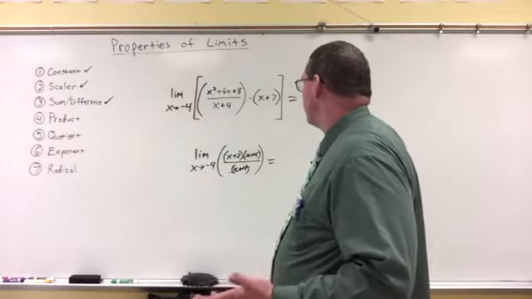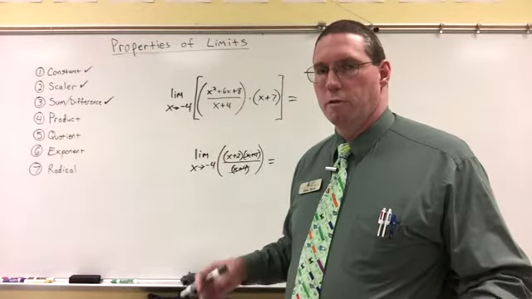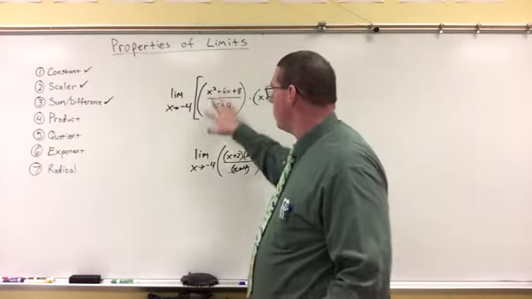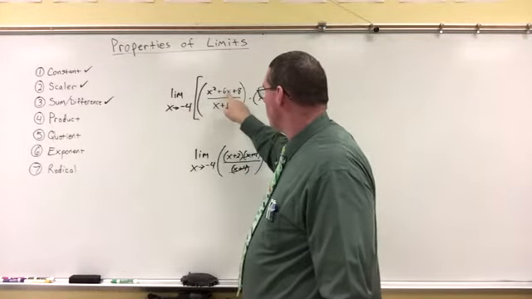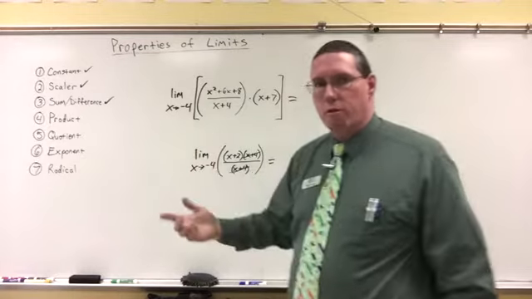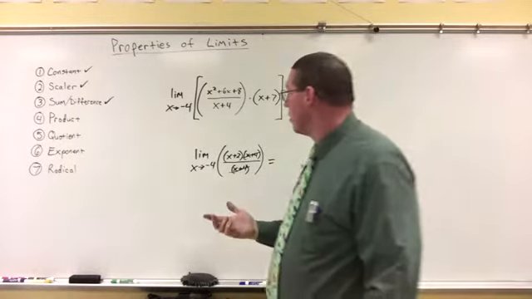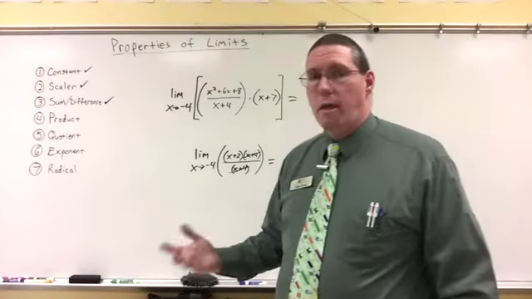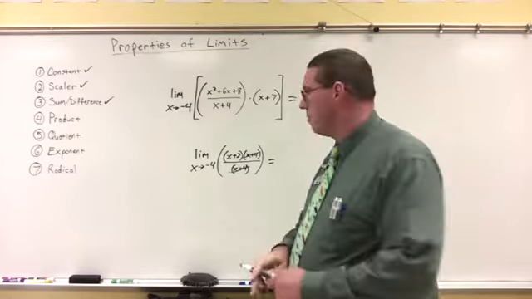Now, I want you to understand that I'm trying to save time here. Really, your first step, and I want to remind you of this, is that you have to put the negative 4 in for x here, here, and here. You have to substitute first before you move on to factoring, okay? But I already set these up, and I already know that they're going to be equal to 0 over 0, okay? I'm trying to save some time.